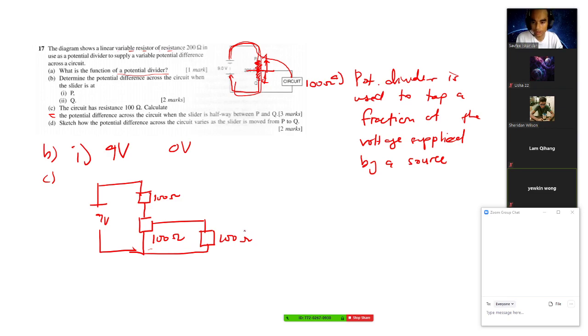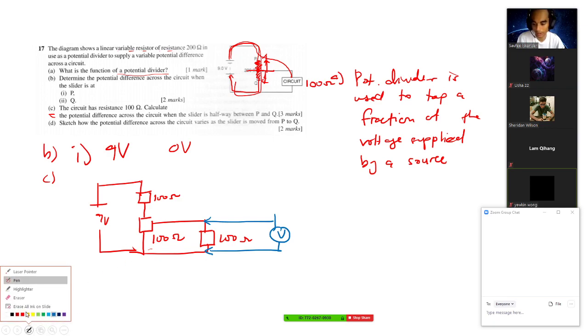So across the circuit, you're asking, what is the potential difference at this side? What is the V over here? So what should we do? This must be above like this. This one must be deleted. So what should we do? We have to combine these two first, A and B here.